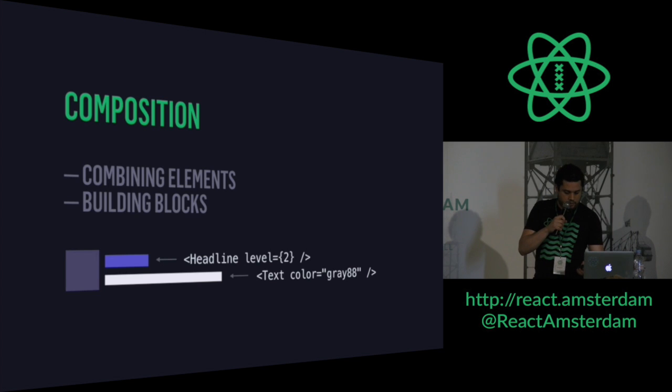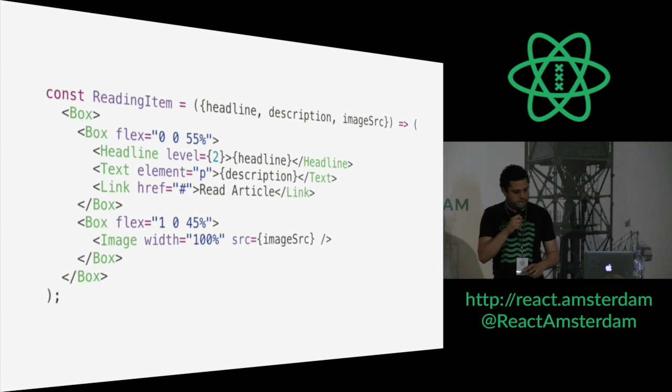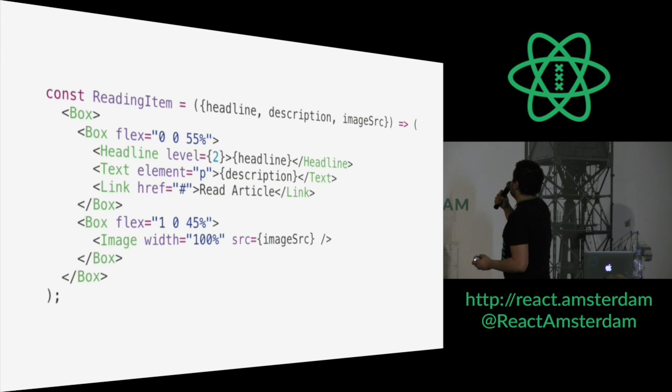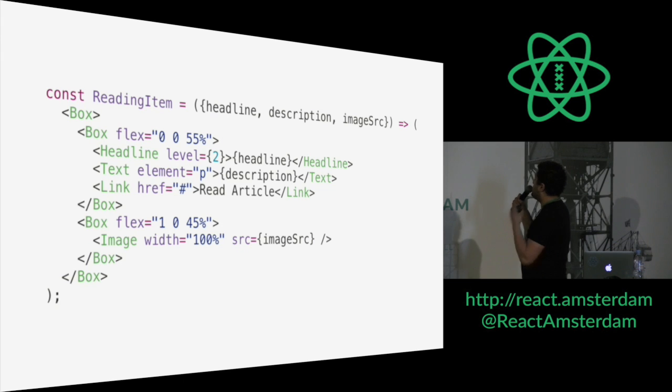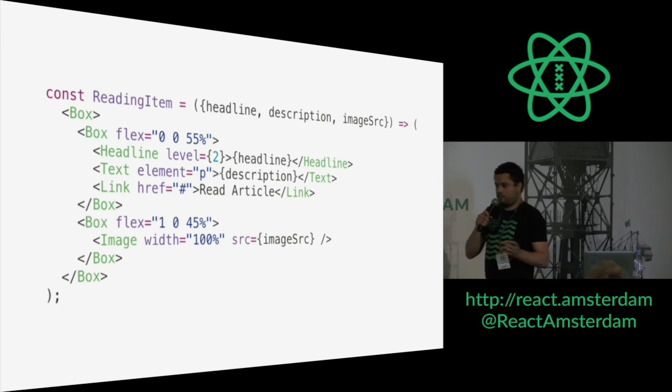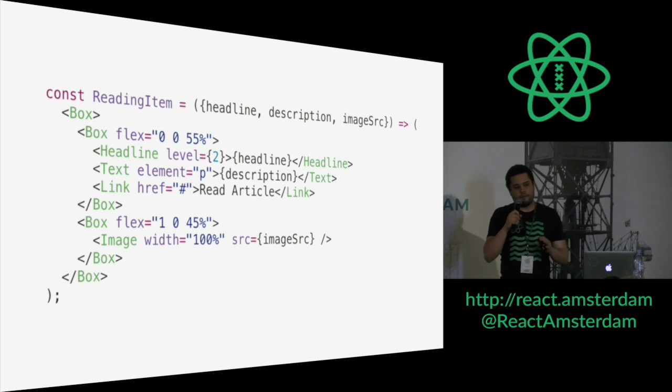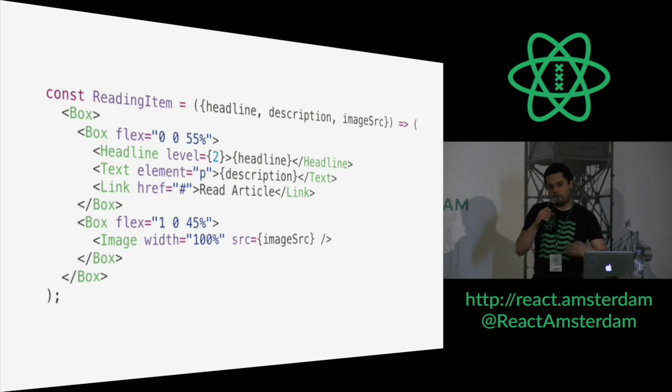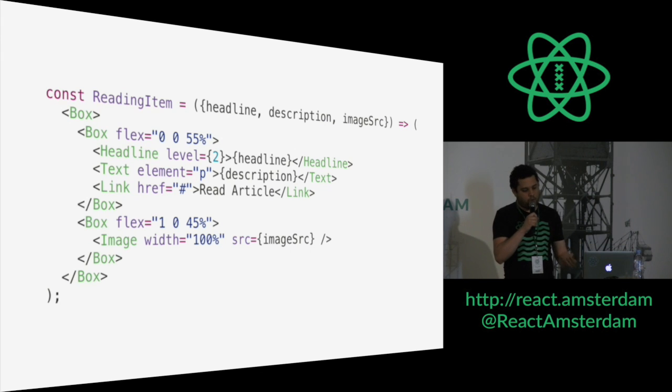And I have a better example on the next slide. So here's my reading item, and I'm composing it with a box. I'm going to show later what this is, a low level component for layout. Then I have the headline, the text, the link, and the image. So composition works really great, and I think it's the holy grail. We all want to be in a place where at some point we stop developing new components and we are only composing components.